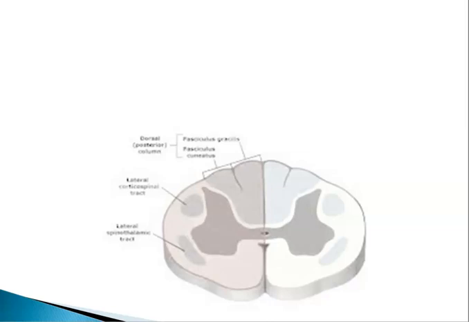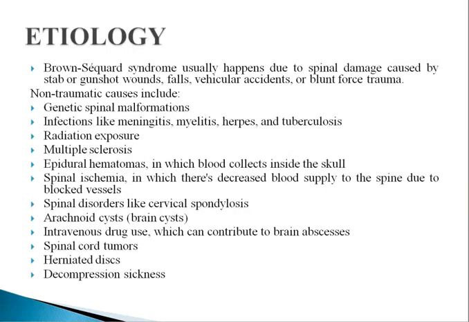So this is a picture depicting the Brown-Sequard syndrome. Let us just see the etiology of Brown-Sequard syndrome. It usually happens due to any spinal damage which is caused by traumatic injury like gunshot injuries, a stab, vehicular accidents, road traffic accidents, or even blunt force trauma.